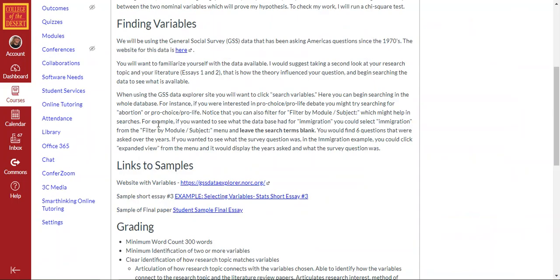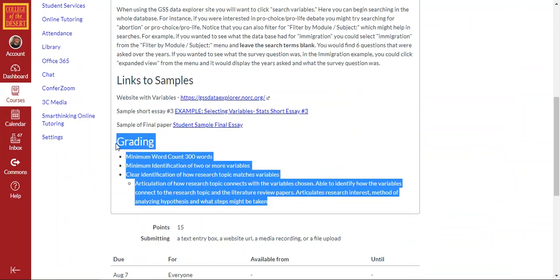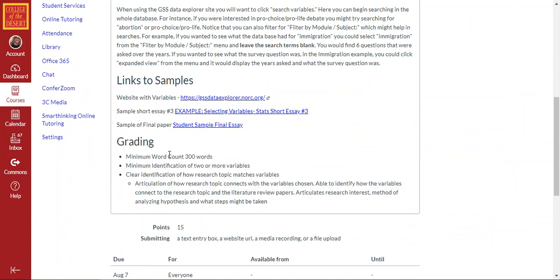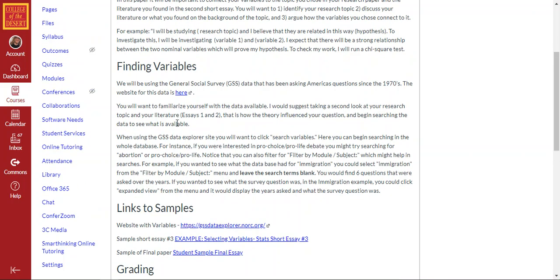So back to this one again. Basically here, for the grading, we're going to be grading on a minimum of 300 words, and the identification of 2 or more variables. So for instance, literally saying, I'm going to use, in the sample up here, variable 1 and variable 2.